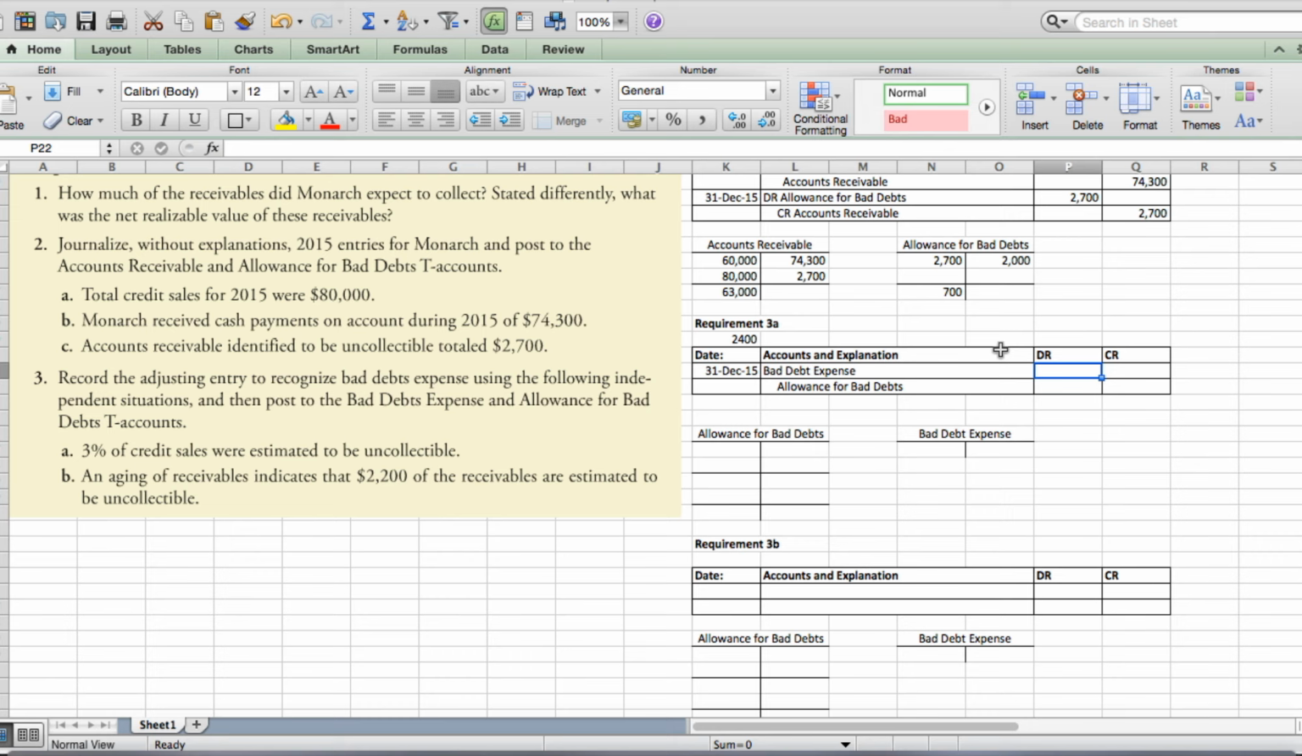Since we're using the percent of credit sales method, whatever number we get multiplying 80,000 times 3%, that's what goes in the journal entry, right? For the other two methods, remember you have to look at what the balance already is in the allowance for bad debts and use that balance to come up with the total we want to be in there. So this one's a little bit more simple to do. We just take the net credit sales times the percentage, and that gets plugged straight into our journal entry. So we have 2,400 debit, 2,400 credit.